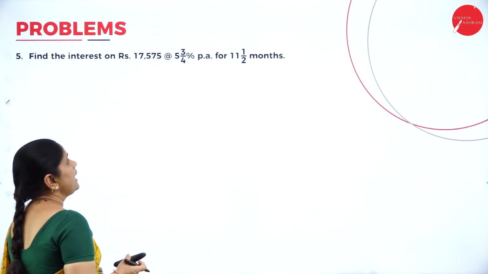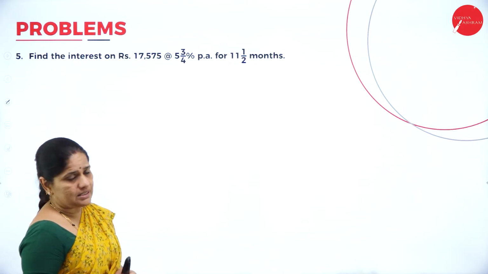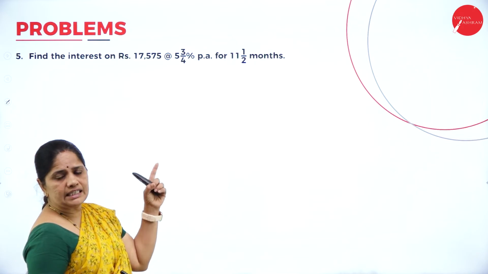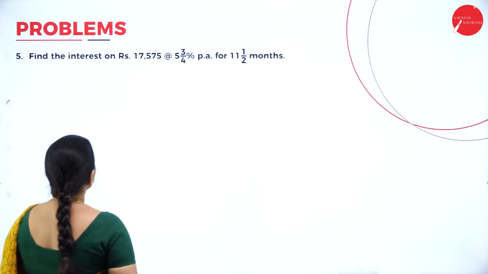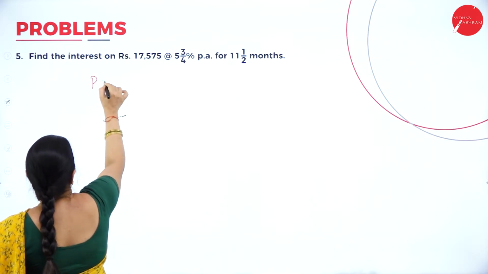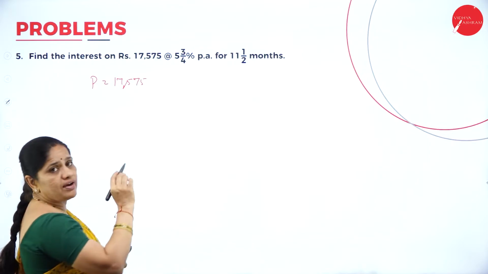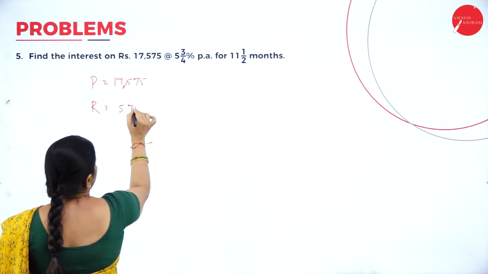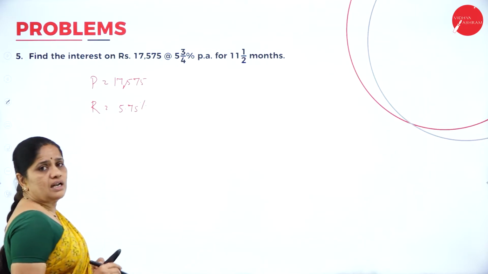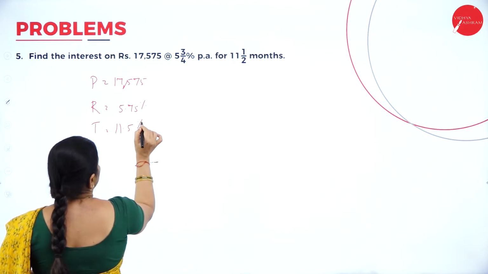Next, find the interest on 17,575 at 5.75% per annum for 11 and a half months. So whenever you are given anything in fraction, better you convert it into decimals. So what is the P here? 17,575. Now what is R? 5.75%. Now what is T? 11.5 months.